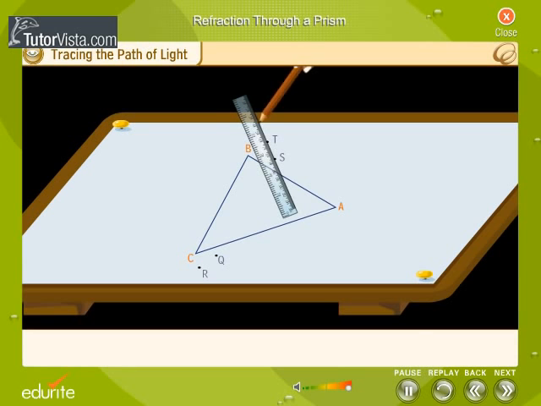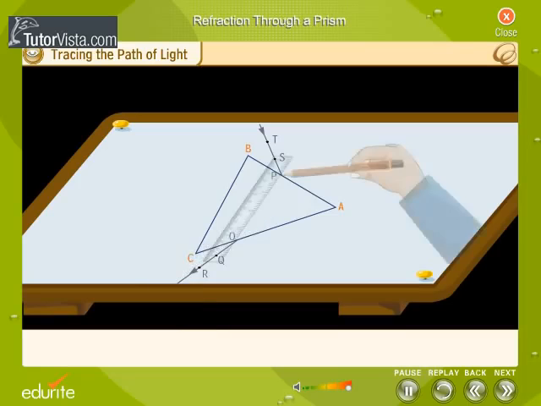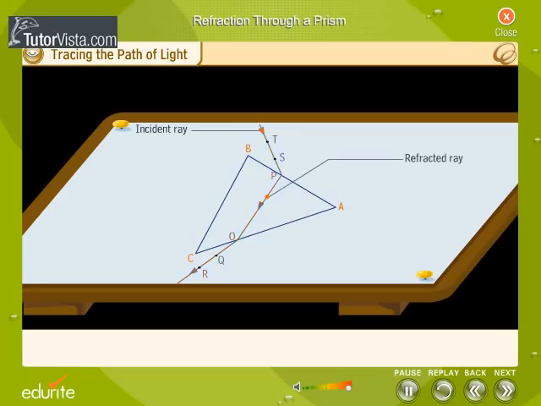Join TS and RQ and extend them to meet the faces of the prism at P and O respectively. Join PO. TP represents the incident ray. PO represents the refracted ray. And OR represents the emergent ray which is bent towards the base. Let PN and ON be the normal at the points P and O respectively. And let I be the angle of incidence and R the angle of refraction.